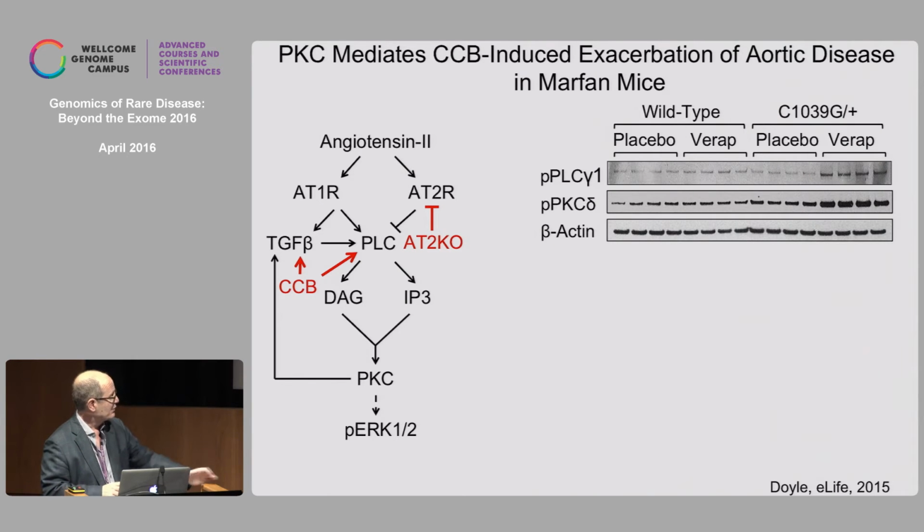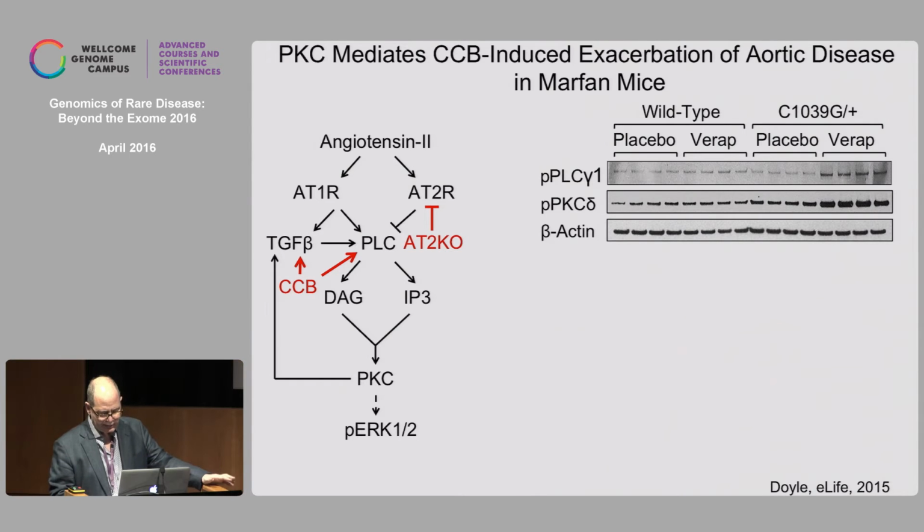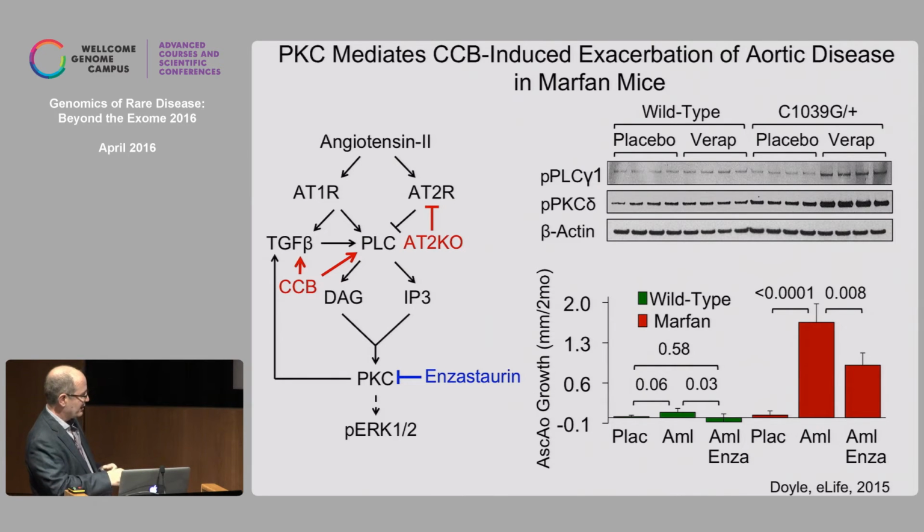So in keeping with this hypothesis, we saw that calcium channel blocker treated Marfan mice indeed showed excessive PLC and also PKC activation. We reasoned that if this mechanistic hypothesis were correct, then there should be a beneficial effect of selective PKC antagonists such as enzastaurin. And indeed, we found that treatment with both calcium channel blockers and enzastaurin led to a significant reduction in ascending aortic growth compared to mice that had received calcium channel blockers alone.